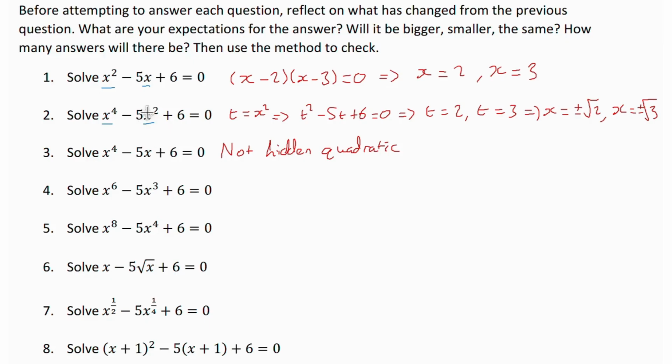Going from 2 to 4, now instead of squared we have cubed, and instead of to the 4 we have 6. The x to the 6 is the x cubed squared. We can use the hidden quadratic method here. How many solutions do you think there are going to be?